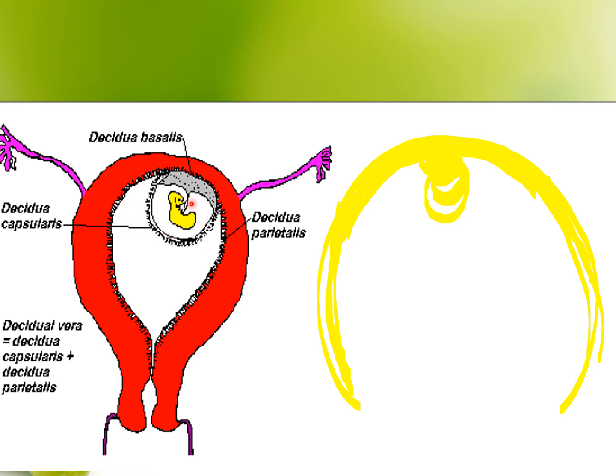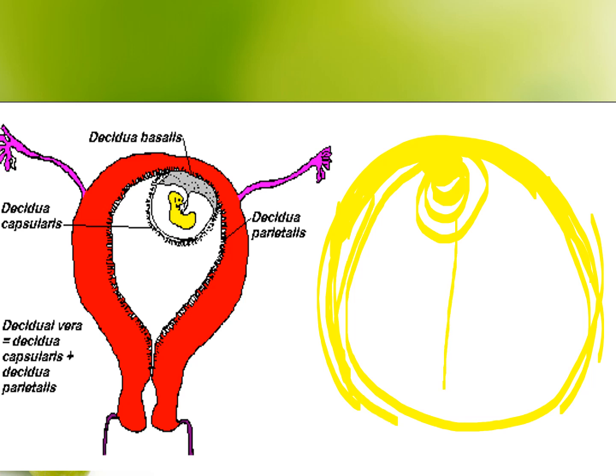Later, when the fetus is growing, this capsularis will come down. Again and again the baby will push the capsularis downward. Assume this is the decidua capsularis. When the baby is growing, this capsularis will be pulled downward. The baby will be coming like this downward, and it will finally merge with the remaining endometrium. These 2 layers will come together. Decidua capsularis and decidua parietalis will come together.